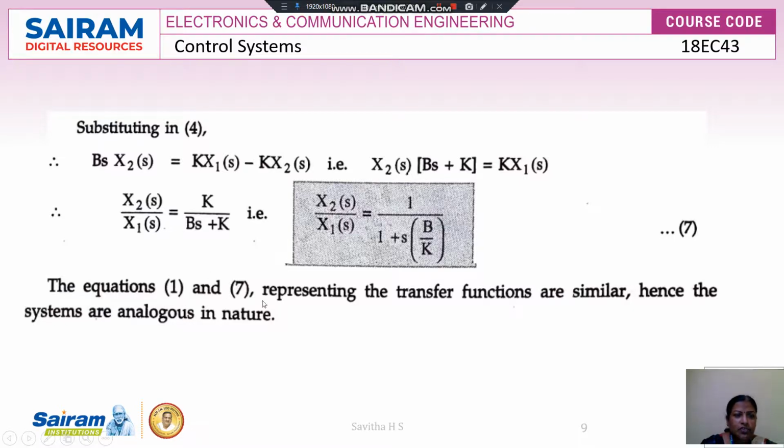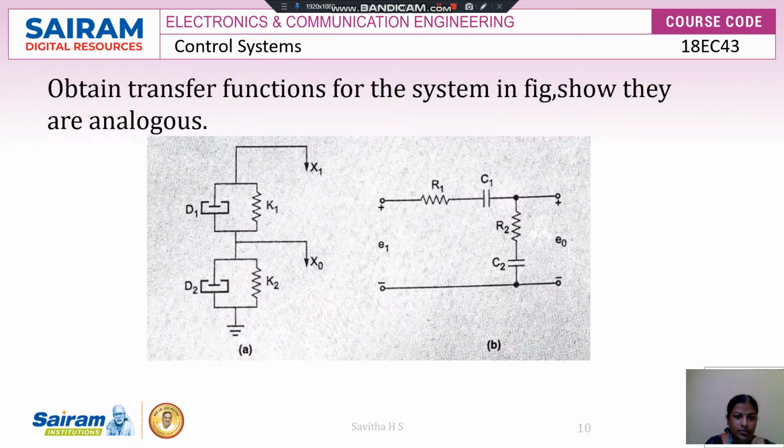So equations 1 and 7 represent the transfer functions, which are similar, and hence the systems are analogous in nature. So this is the procedure to solve the problem if they have given a mechanical system and an electrical system. Now the next problem is a similar type of problem. Here also we are asked about the mechanical system and the electrical system.